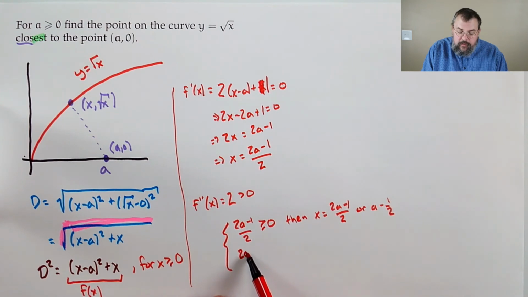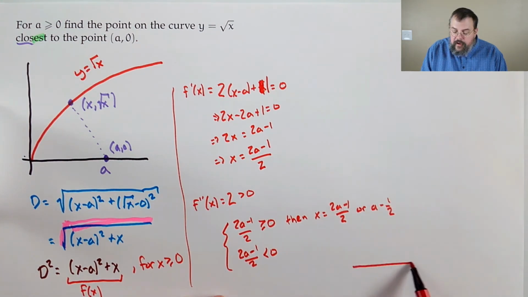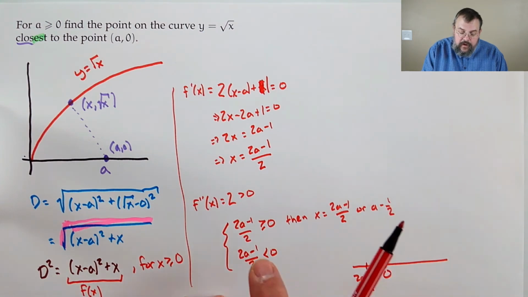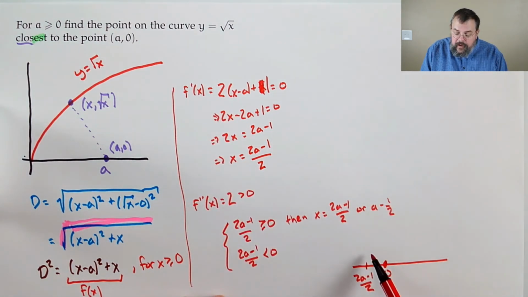If (2a minus 1) over 2 is less than 0, well then the picture is we have 0, and then over here is (2a minus 1) over 2. And if you look at the derivative, you can go into the first derivative if you like. You can see that from (2a minus 1) over 2, I'm negative to the left. So our derivative is negative, so we're always decreasing our values.